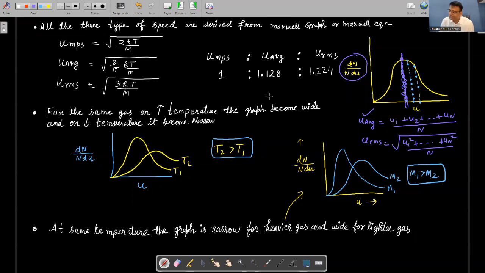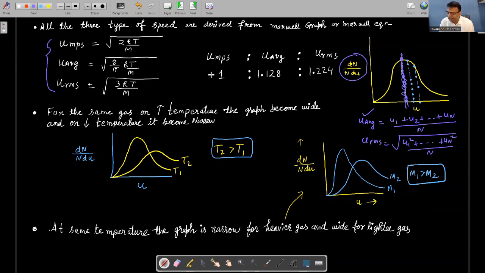These formulas are all derived from this graph, or this Maxwell equation. So now we know the ratio of the different types of speed: UMPS, U average, and URMS. If you simplify, you don't have time to solve this in an exam. If the options only have a fixed ratio, then there is no problem. You can find out that URMS is the largest.